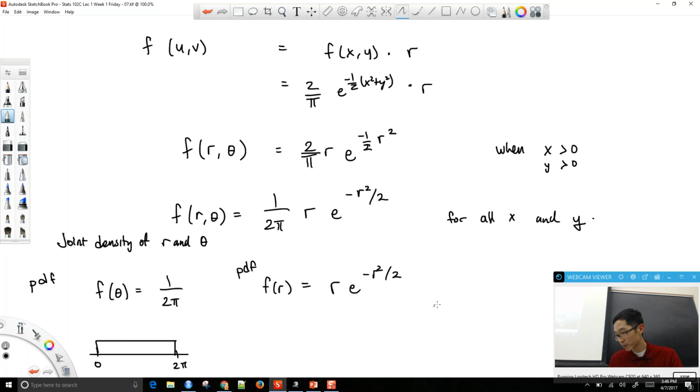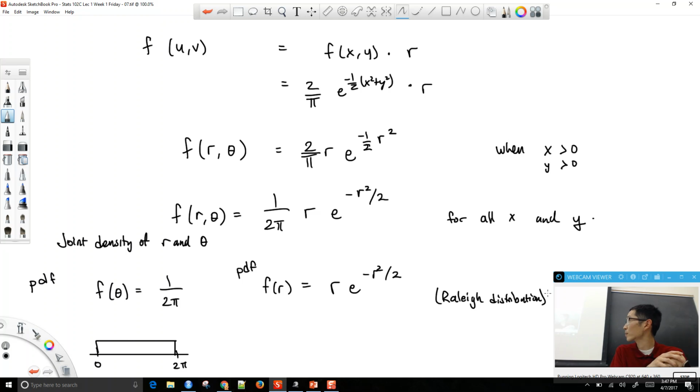I didn't realize this until I was looking at this textbook. This is called the Rayleigh distribution, which is the distribution of, if somebody is aiming at a target, how far off are they from that target, and the distance from the target apparently follows a Rayleigh distribution.